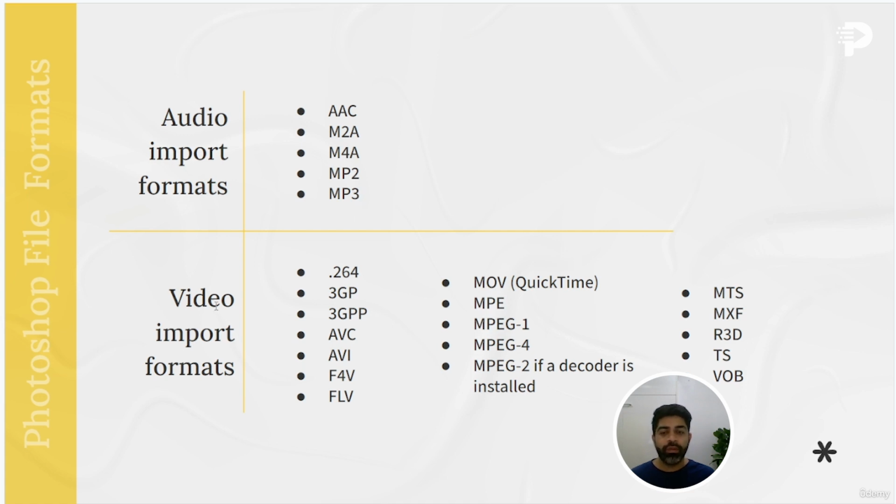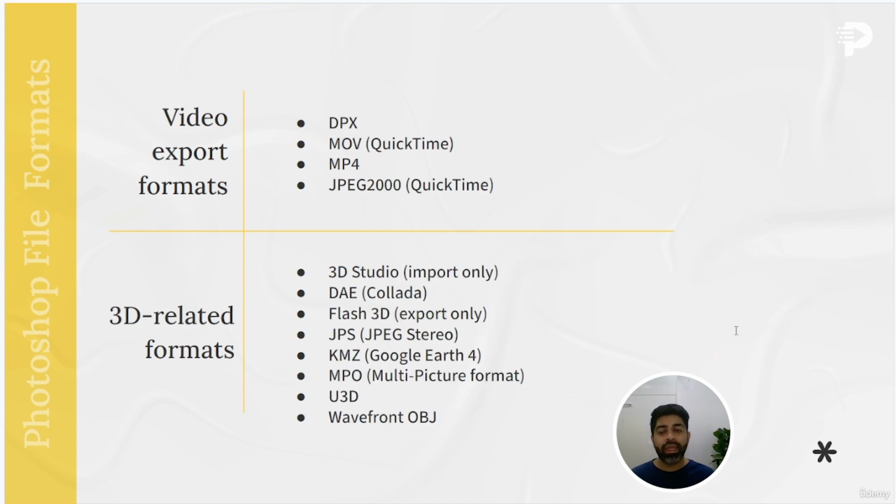And similarly, there are video import formats also. So there are these multiple formats that you can import a video into Photoshop and use it for the use case. Similarly, now I can export these videos also. This is something that we learned towards the end of the course, but let's understand what the export formats are. You can do this in DPX, MOV, MP4 and JPEG 2000. That's QuickTime format.